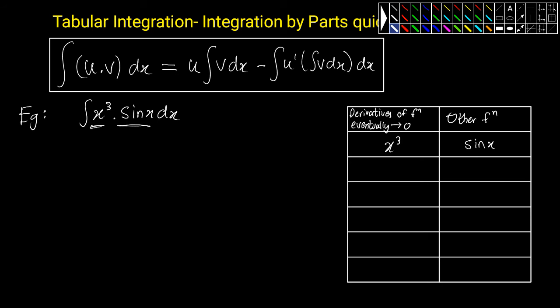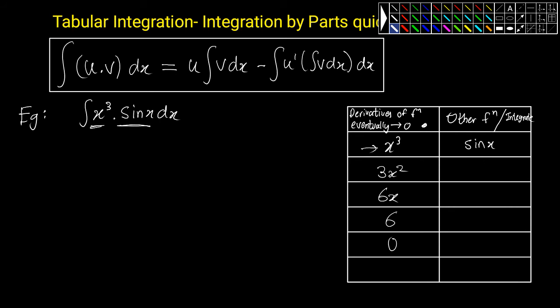So the idea is, in this column of the table, we integrate, and on this side we differentiate. So let's start doing it until this term goes to 0. So this is 3x squared, this is 6x, this is 6, and this is 0. Oh, I have an extra row now.